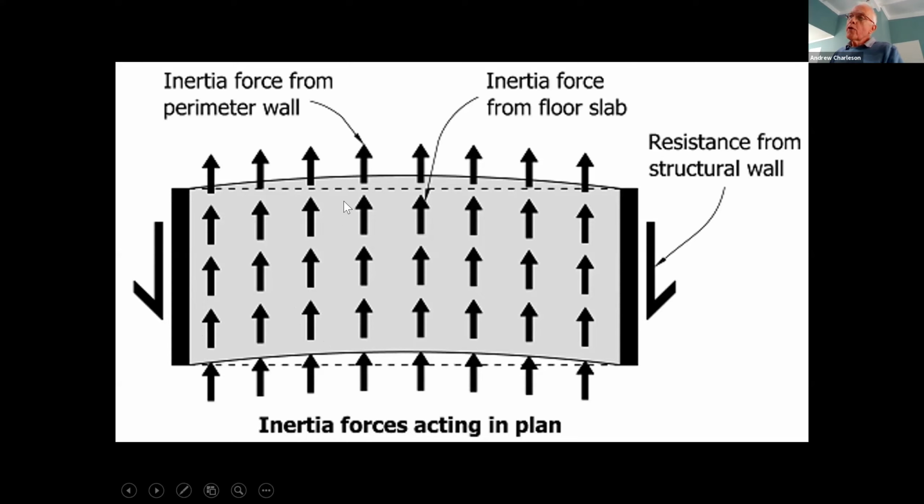Now, all these inertia forces have to be resisted by the two shear walls, one at each end. And so the job of the floor slab is to function as a horizontal beam. We call it a floor diaphragm, to transfer the inertia forces from the middle of the floor slab to the safety of the shear walls.